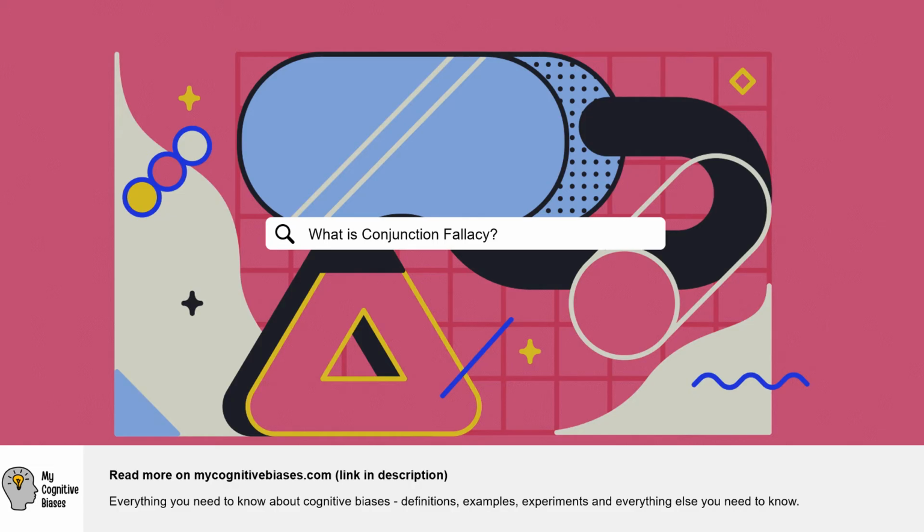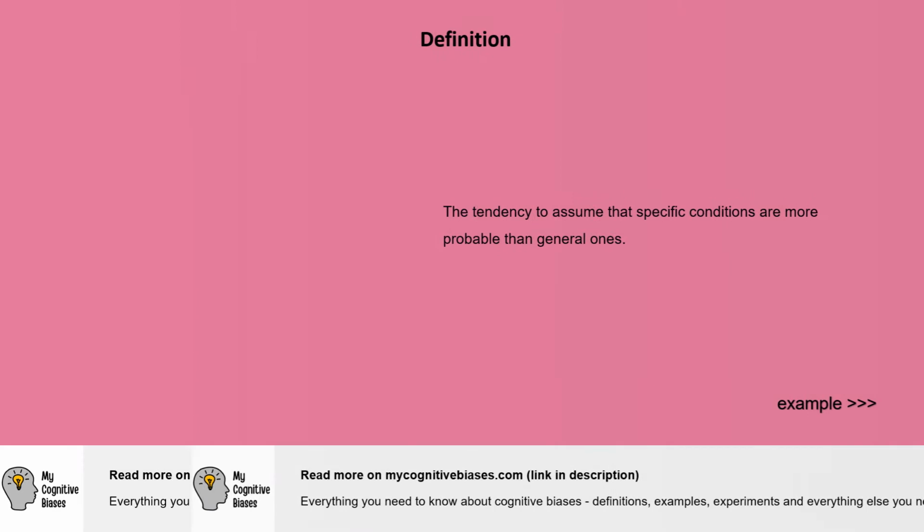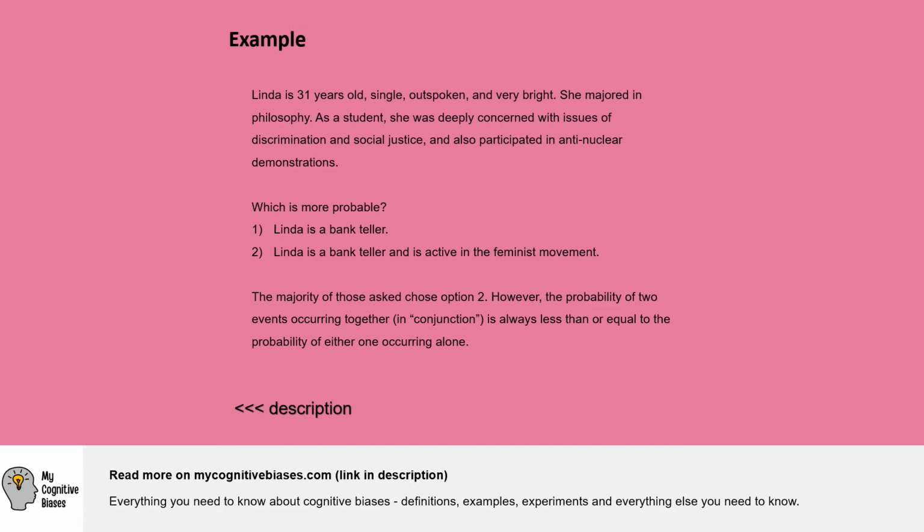What is conjunction fallacy? Definition: the tendency to assume that specific conditions are more probable than general ones. Example: Linda is 31 years old, single, outspoken, and very bright.